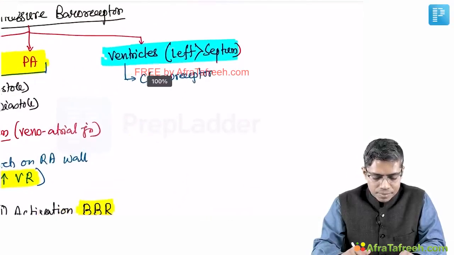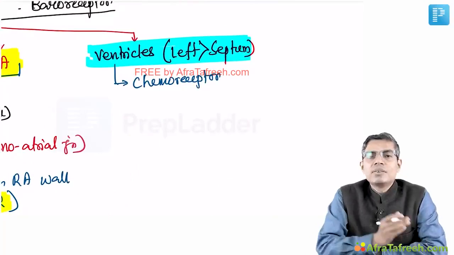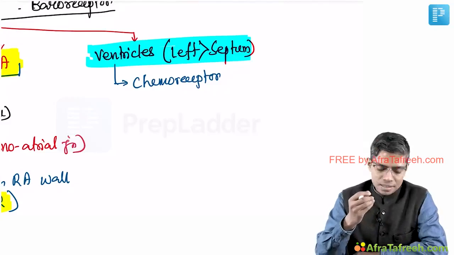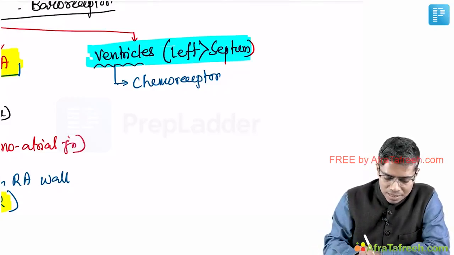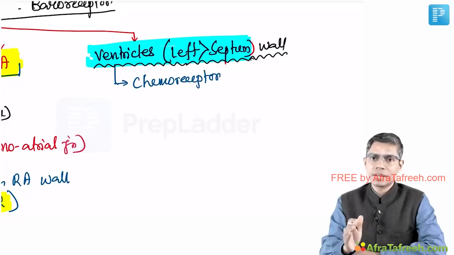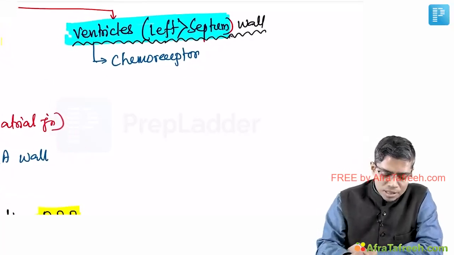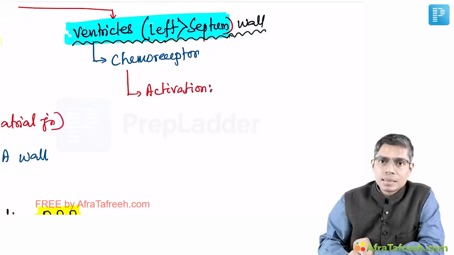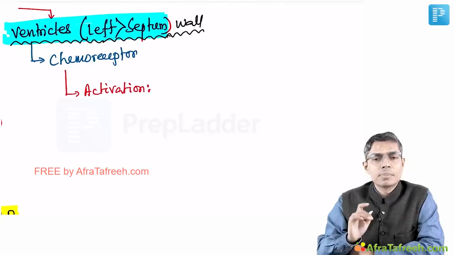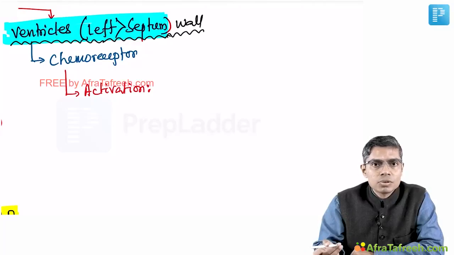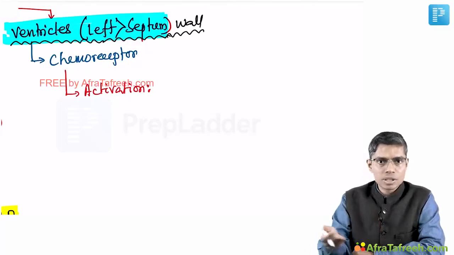Now you look here. I told you already that the ventricular wall also contains certain receptors, and those receptors are basically chemoreceptors, which are located in the wall of the ventricle, mainly the left ventricular wall and septum. Chemoreceptor means it will be activated in the presence of a chemical. So remember, activation of these ventricular chemoreceptors can be done by the presence of certain chemicals in the coronary arteries, because the coronary artery is going to perfuse the ventricular wall. So the chemical will go to the ventricular muscle through the coronary arteries.